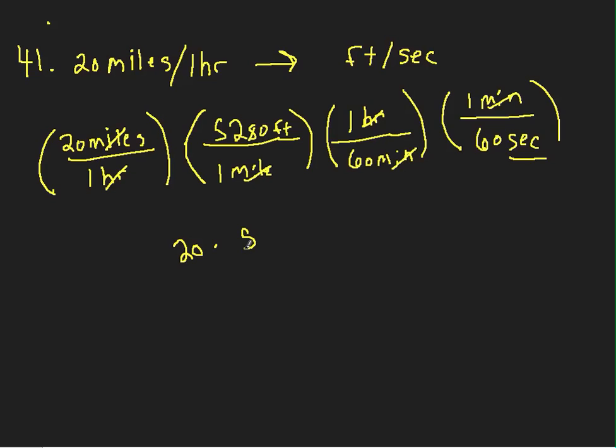We have 20 times 5,280 feet over 60 times 60 seconds. Okay, and we can find that out. Let me get my calculator really quick because it's a hard product and I can't do it in my head. So 20 times 5,280 is 105,600.